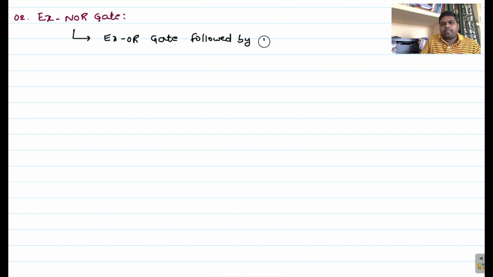Okay, hi everyone. So our next topic is XNOR gate. XNOR means XOR gate followed by NOT gate. Otherwise, XOR plus NOT gate, which is equal to XNOR gate. Okay, so we have alternate names.